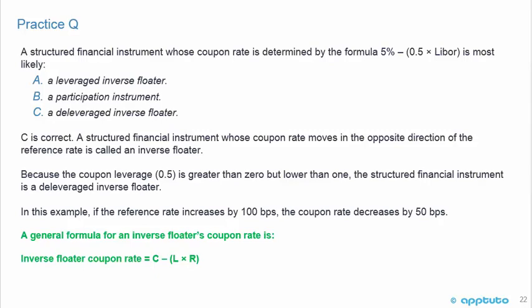So C is correct. A structured financial instrument whose coupon rate moves in the opposite direction of the reference rate is called an inverse floater, okay? But because the coupon leverage 0.5 is greater than 0 but less than 1, the structured financial instrument is a deleveraged inverse floater. In this example, if the reference rate increases by 100 basis points, the coupon rate decreases by 50 basis points. So remember, a general formula for the inverse floater's coupon rate is the coupon minus brackets L times R, okay? So that was a nice question to end on, a little bit tricky, but a good one.